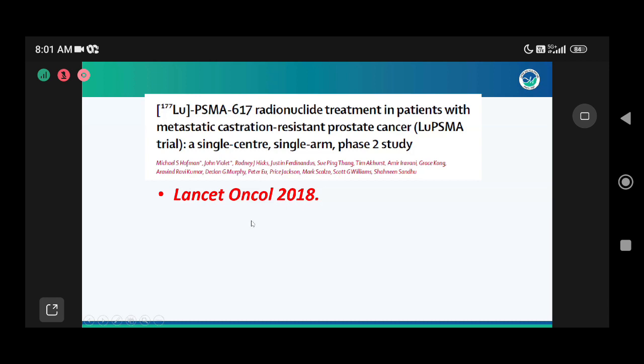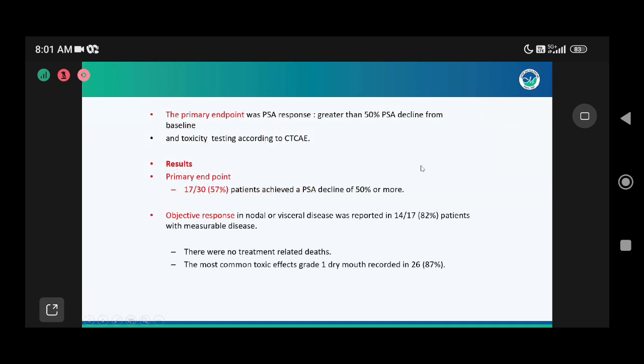This is one more landmark trial for lutetium PSMA 617, which was published in 2018. It's called the LuPSMA trial, in which they showed a significant overall survival. The main endpoint was PSA response. So a PSA of 100 has gone to less than 50; a 50% decline in PSA was considered as PSA response. Along with that, the other endpoints were toxicity testing. For the primary endpoint, in around 57% of cases, they achieved a PSA decline of 50% or more.